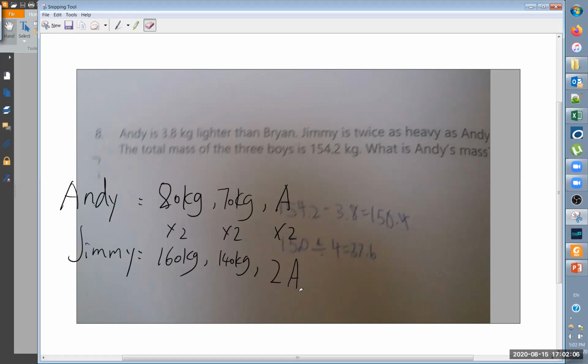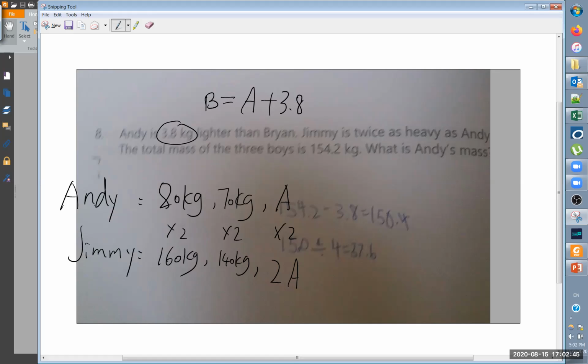Okay, now then it says what? Andy is 3.8 kilogram lighter than Brian. So Andy is A, right? Lighter means who is more heavy, Andy or Brian? Brian is more heavy, right? So that means if Andy is A, Brian is heavier by 3.8, right? So Brian must be A plus 3.8.